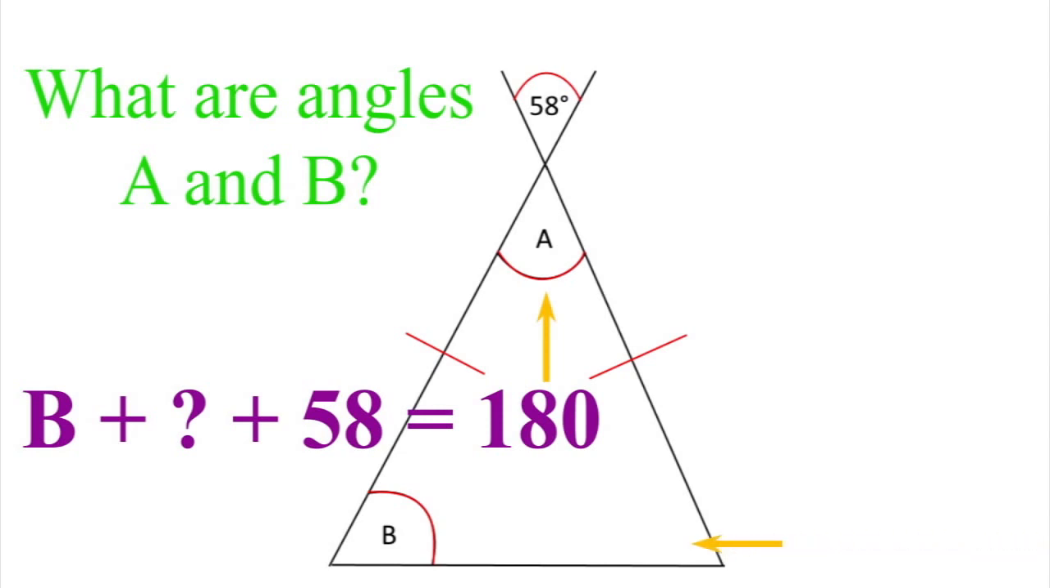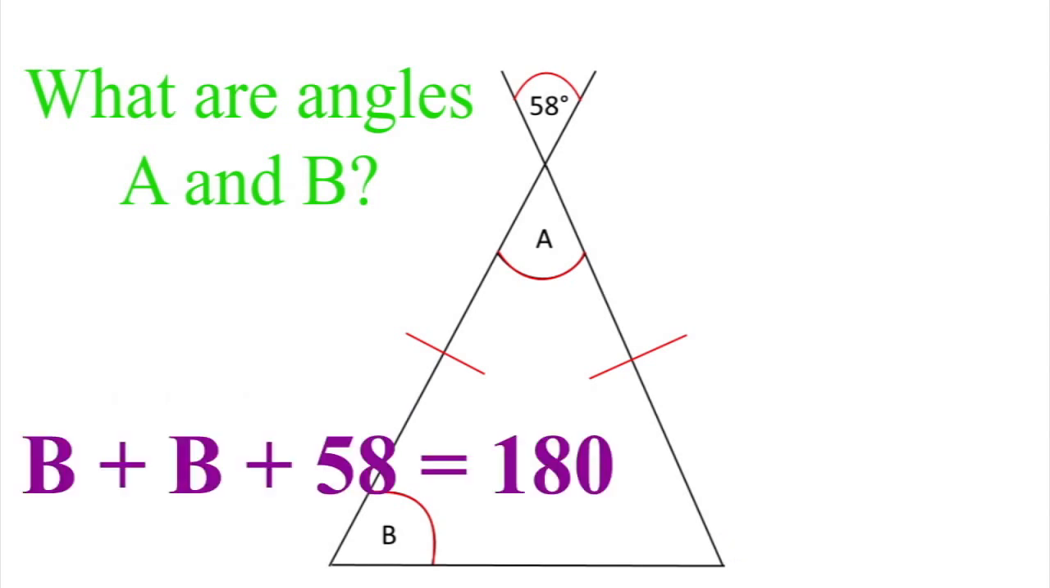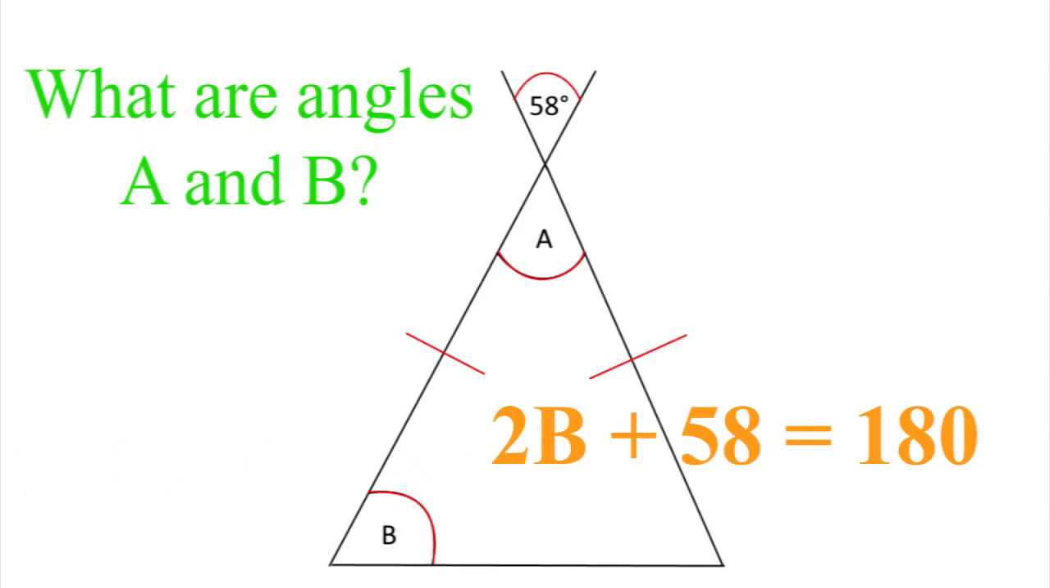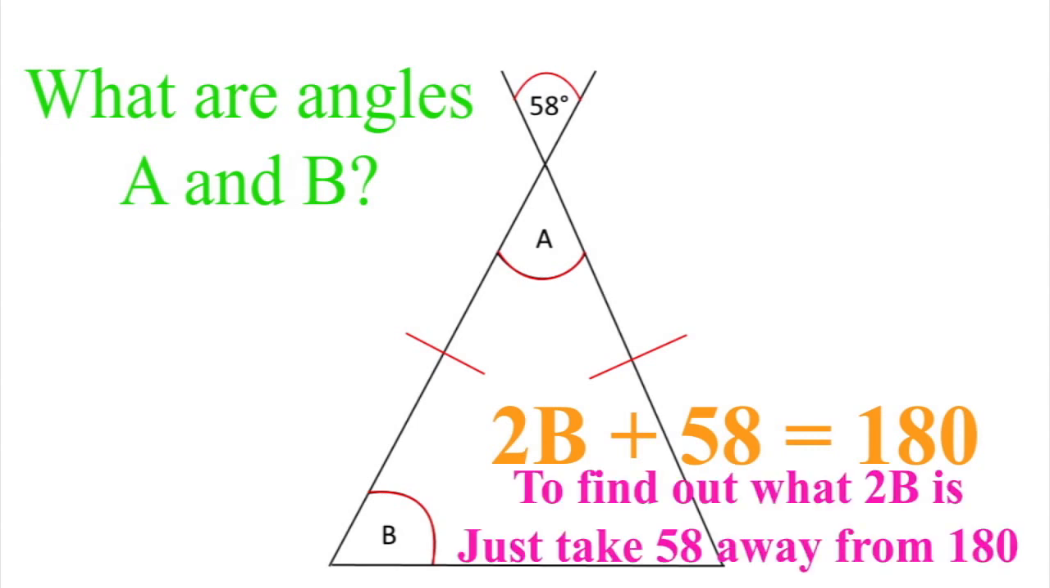So we should be able to rewrite our equation here as B plus B, which is the unmarked angle, plus 58, which is A, equals 180, which means we have two B's and we have 58, which equal 180. So 2B plus 58 equals 180. So what do we do next? We just have to find out what 2B is. How do we do that? We just take 58 away from 180.